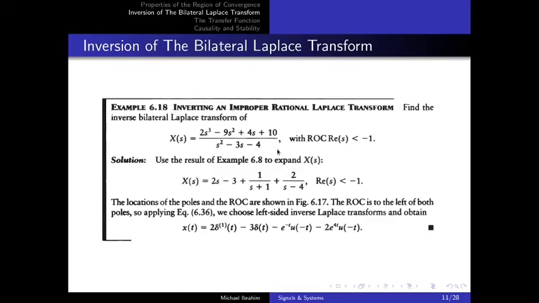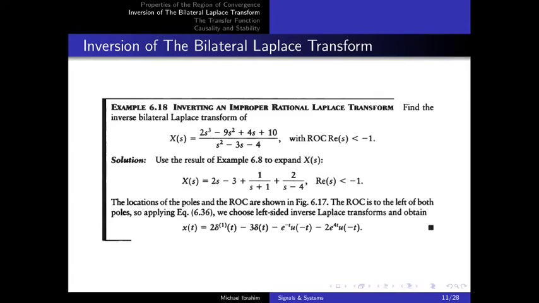The next problem we have over here, again we have X(s), a rational function, but here this rational function is improper. The order of the numerator is 3 and the order of the denominator is 2. And we're given an ROC, real part of s less than minus 1, which means we have a left-sided ROC, so we'll be having a left-sided signal in the time domain. So let's move to our whiteboard and see how to solve this example.